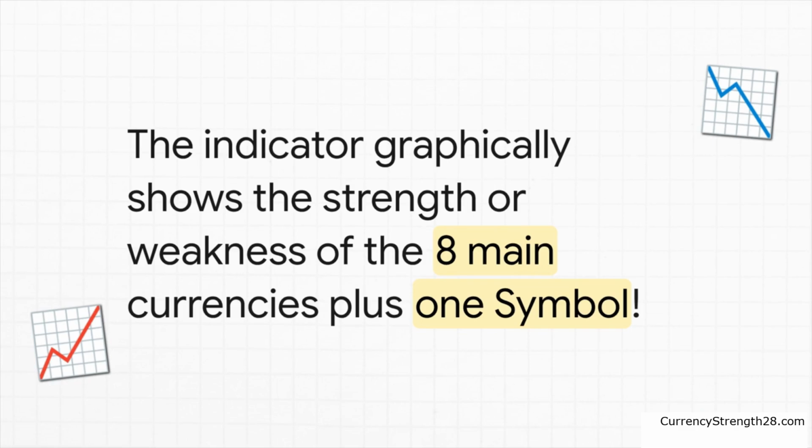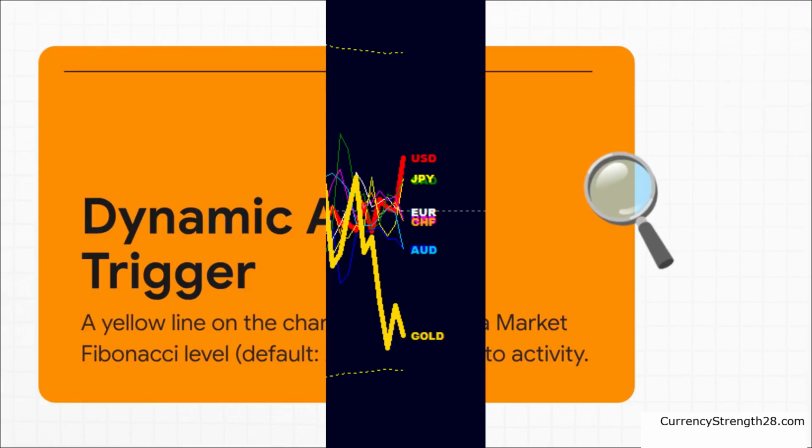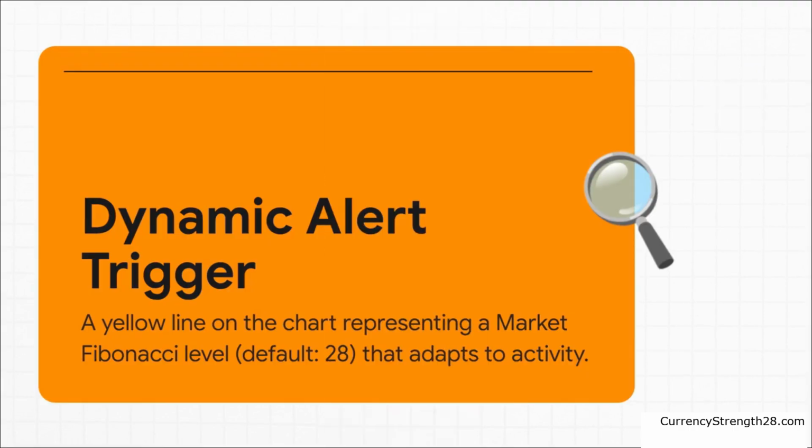So when you pull this up on your screen, what you're going to see are 9 different lines. Pretty straightforward. 8 of them are for the major currencies, the dollar, euro, yen, all the usual suspects. And that 9th line, that's for whatever custom symbol you decided to track, whether it's gold, oil, or maybe an index. Now, here's the most important part of the visual, the dynamic alert trigger.